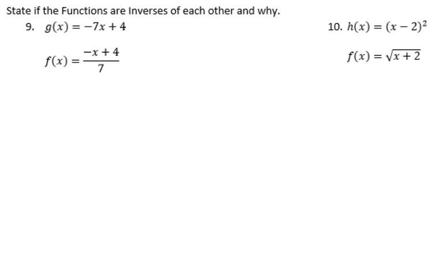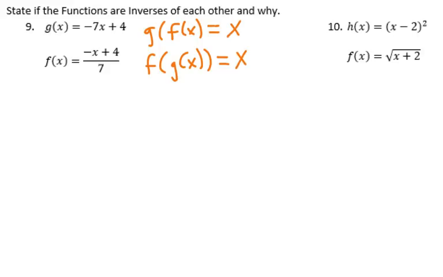Alright, so 9 and 10 want us to decide if these are inverses of each other. Okay, so the best way to test that is to do those compositions. Find out what g of f of x equals and f of g of x equals. Then by showing that work, you can say because they equal this certain thing. Remember, what we want them to equal is x. So let's start out with g of f of x.